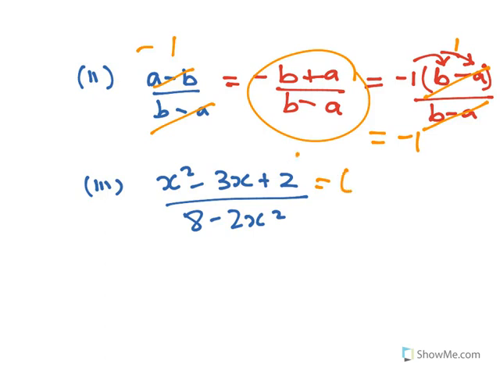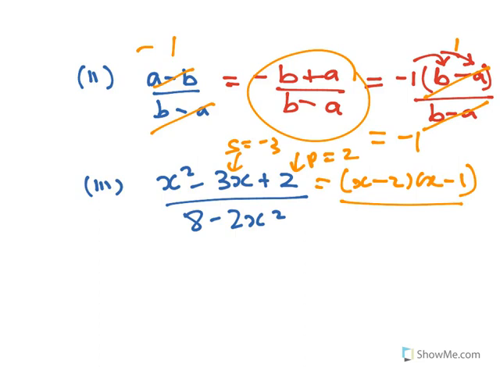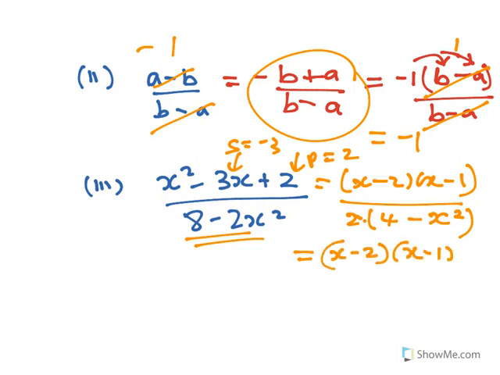So looking at this one, the first one, the product's 2, and the sum's minus 3. So it's x minus 2, x minus 1, because that will give you minus 3. This one here, there's a common factor of 2. So that'll leave you with 2 4s are 8, times x, 2 times x squared is 2x squared. So you've got x minus 2, x minus 1. What's left inside the bracket is the difference of two squares. So it's 2 minus x, 2 plus x.